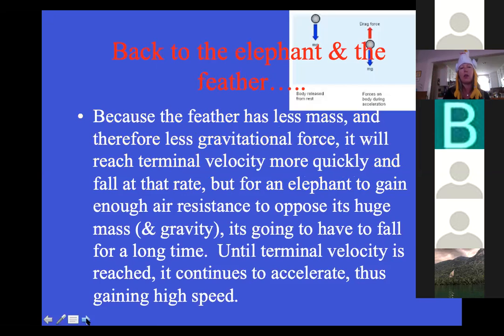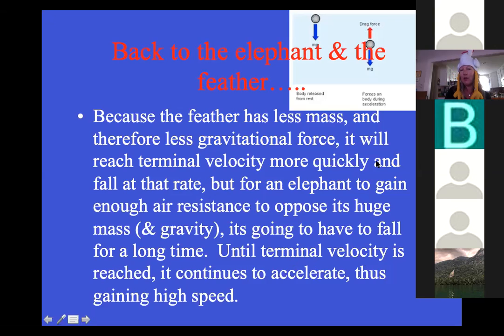So let's look at that situation. Because the feather has less mass and therefore less gravitational force, it's going to reach terminal velocity more quickly and fall at that rate. So what that means is that the air resistance is going to increase as the feather falls. And because the feather's force of gravity isn't very big, it's not going to take as much air resistance for the feather to get those forces to balance out and reach terminal velocity. And once it does, it won't speed up anymore. It'll continue to fall, but it'll fall at a constant rate.